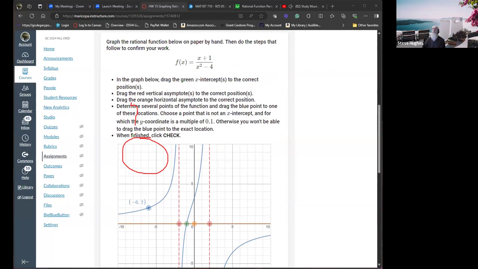Right? So all I got to do is plug it in and see if that point is correct. So I go right up here and I find out f of 6 equals 6 plus 1 divided by 6 squared minus 4, which is equal to 7 over... -6 squared is 36 minus 4, which is 5 over 32.